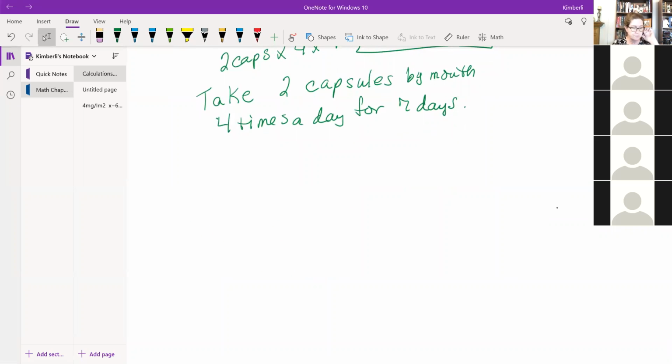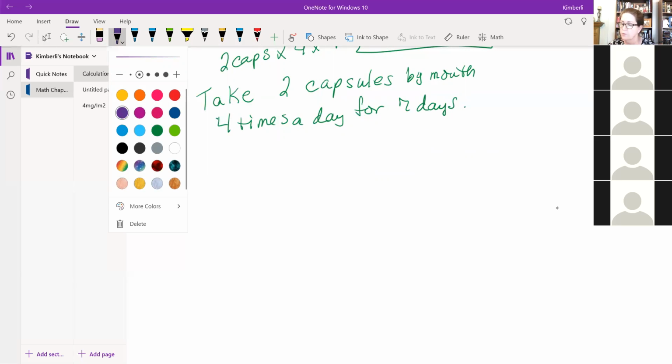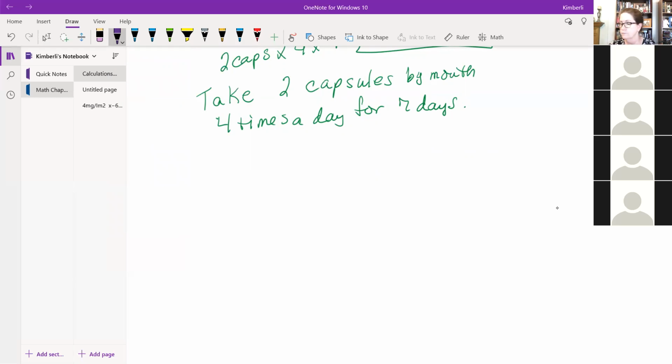Okay, number 4 says interpret the following prescription. Now, interpreting it doesn't necessarily mean who's the doctor, who's the patient. We want to know about the drug that's ordered and how to take it and how much, right? So let's go back to a dark purple this time. How would you interpret that prescription? What is that drug? 3 tablets by mouth twice a day.